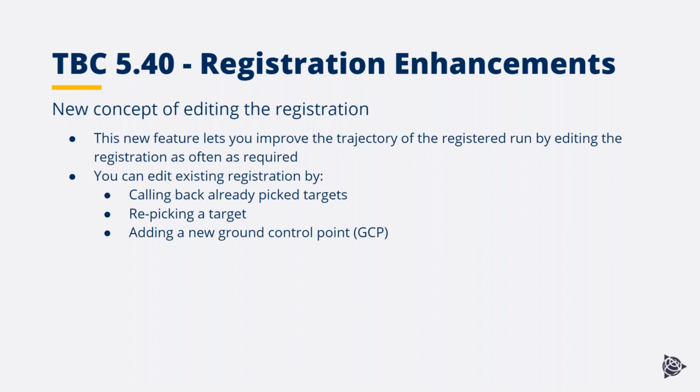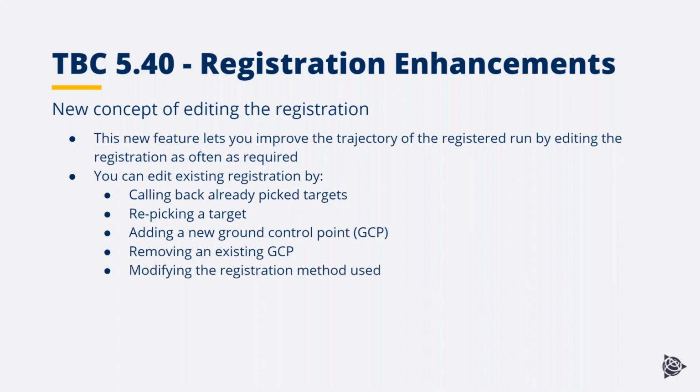You can add a new ground control point. So maybe your survey crew sends you an email the day after you already did the registration that, by the way, there were missing control points from the list we sent previously. So now you could just add those. You can remove a GCP completely if maybe it's of bad quality or something like this.